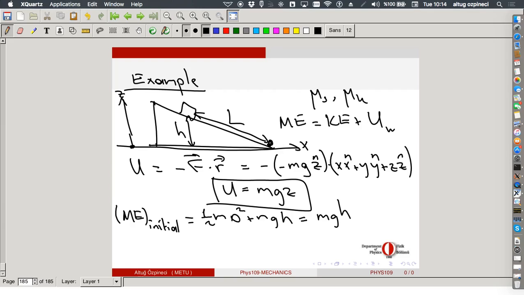Now, at this point, when it reaches the bottom of the incline, let's say that its speed is v, just before it hits the ground. What is the mechanical energy?